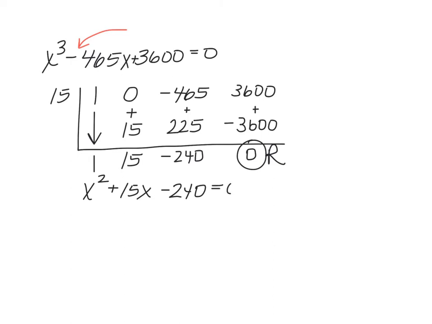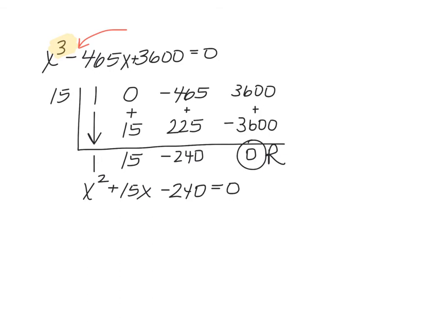We'll set this equal to 0, and now we're searching for 2 more answers. Remember, we're not going to quit because this was a cubic equation that we were solving, so we know there needs to be a total of 3 answers. They may not all be real numbers, but we need to have 3 solutions altogether. So now I'm going to try to solve this quadratic equation.